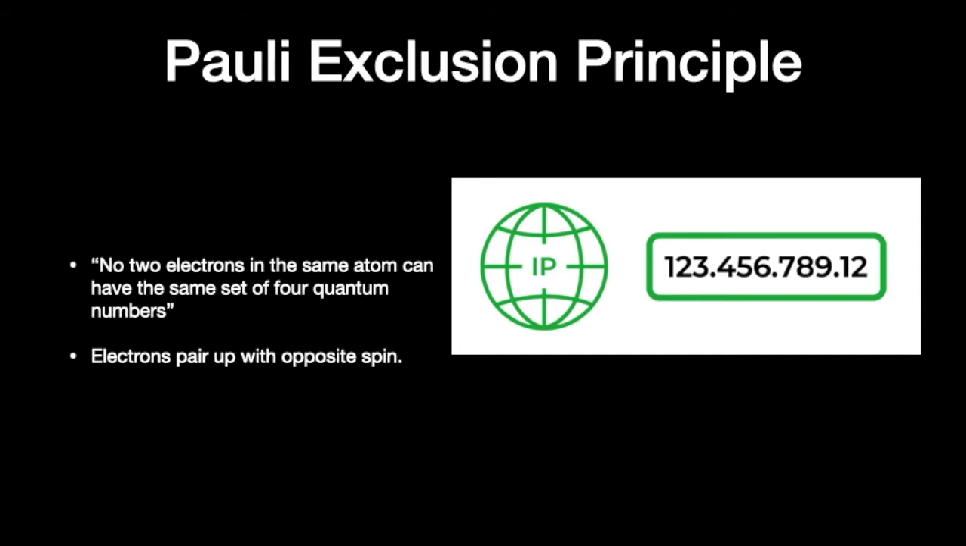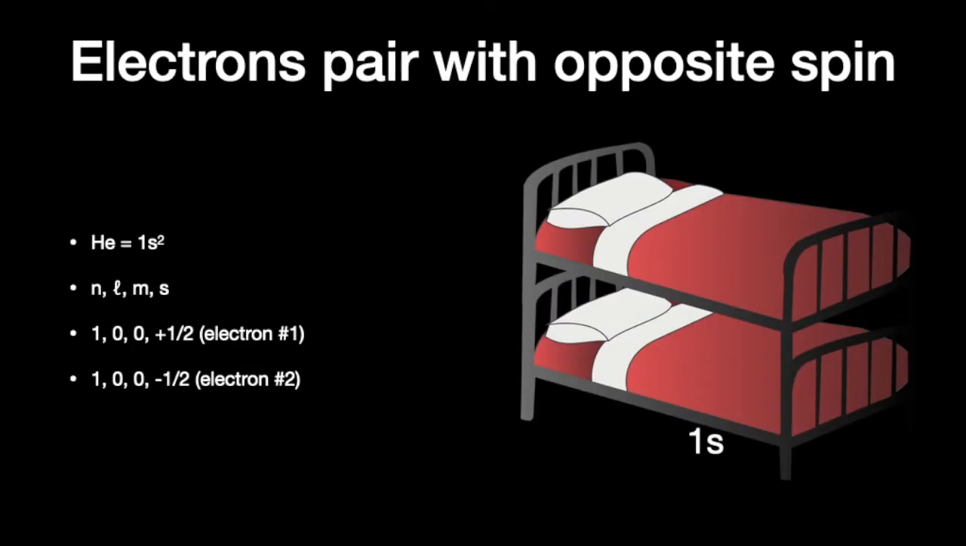I like to reword it as follows. Electrons pair up with opposite spin. Okay? So electrons pair with opposite spin. Now, you can think of the s orbital, the 1s orbital, as a bunk bed, all right? And so helium has the electron configuration 1s2. And we can describe the n and l and m and s, the 4 quantum numbers, for the 2 electrons in the helium atom, okay?